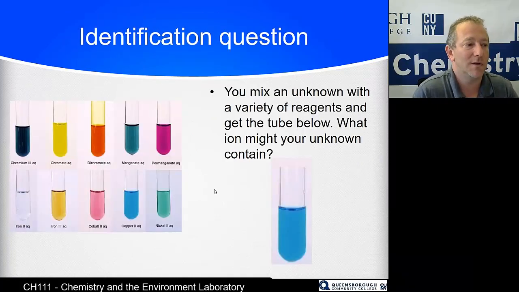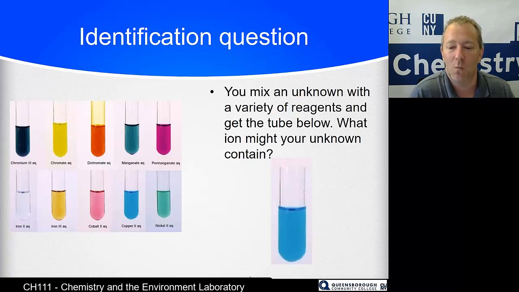All right, so here's kind of what you're going to be doing in the lab, an example. So you have your unknown, you mix it with a variety of different reagents, and you get this tube that looks like this one. What ion might it contain? It matches the copper two, so that's what it might contain. Might it be something that looks blue that you didn't test here? That's a possibility. So that's why I'm not saying it does contain copper two, and it's why you test your unknown with 4 different reagents, because the chances of you getting 4 reactions that exactly match and having it not be that cation are probably pretty slim. This was just a single test here.